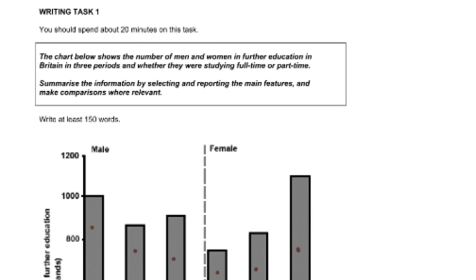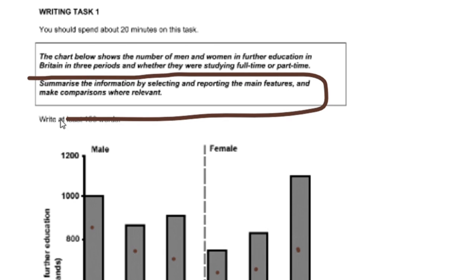Right, so now let's take a look at a bar chart. And again, remember, what we're trying to do here is identify the key data points. The highs, the lows, the starts, the finishes, any points of interest, and the overall trend that we might want to describe as well. Before we get started though, let's just remind ourselves of what our task is. Our task here is to summarize the information by selecting and reporting the main features and comparing where relevant.